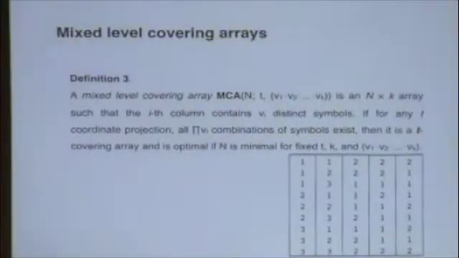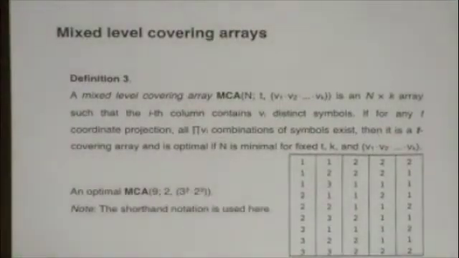And here is an example of a mixed level covering array. 5 factors, 2 have 3 levels, the remainder have 2 levels, and guess what? It's optimal. Why is it an optimal 2 covering array? By the definition, the smallest it can be is the product of 3 and 3, 9. So that's your answer. You do have mixed level covering arrays.